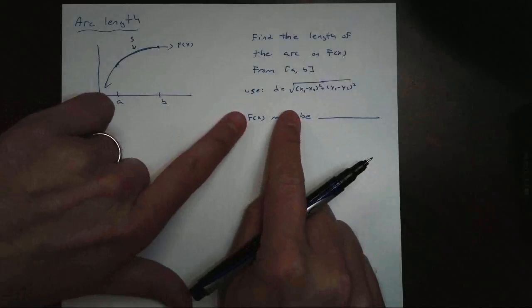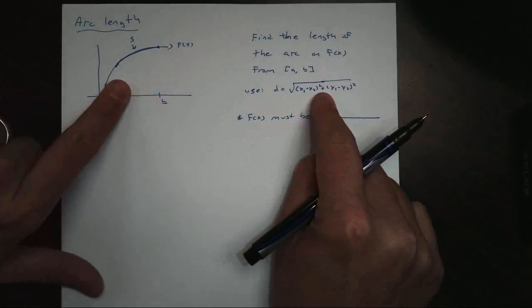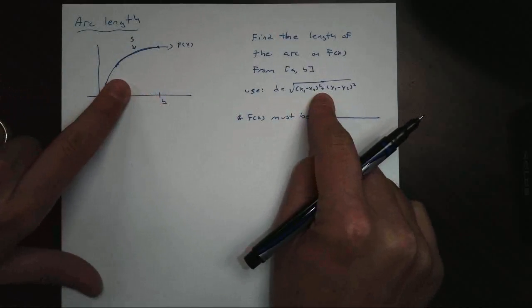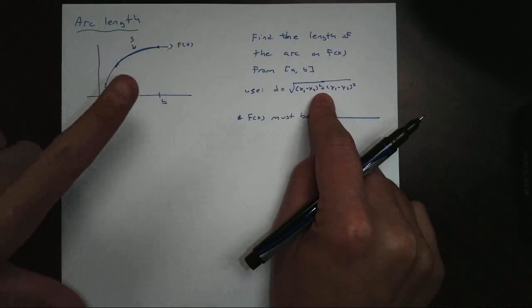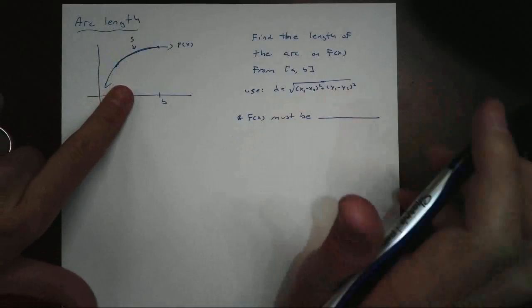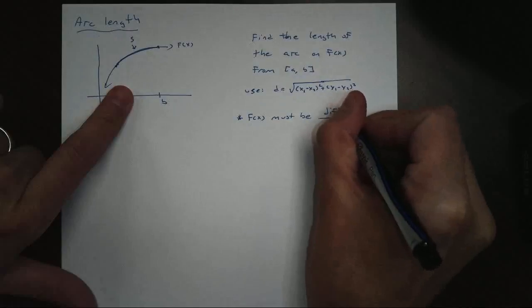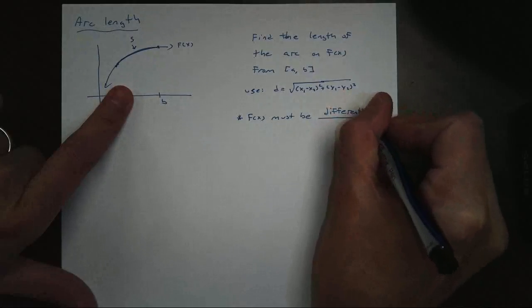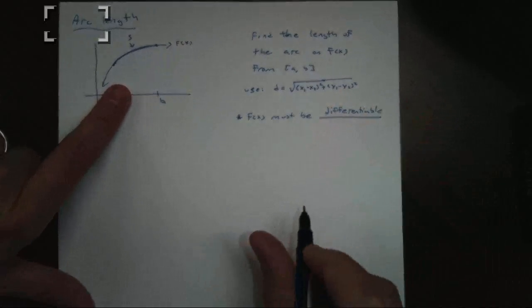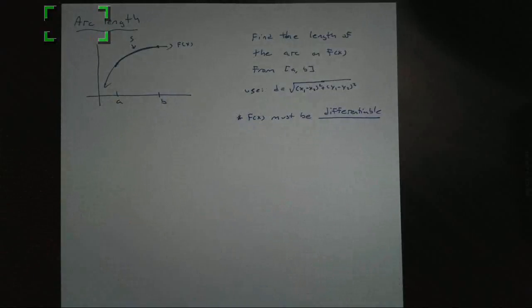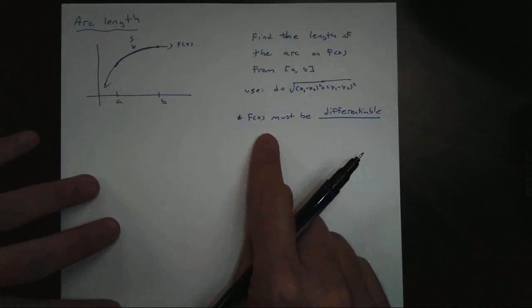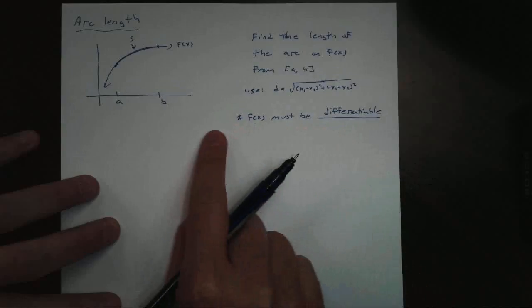Now, in order to use this for an arc, because remember, this is only for straight lines, we have to set up a rule. The function must be differentiable. In other words, it must be smooth. Smooth as a baby's bottom, or smooth as a good pickup line. So the function has to be differentiable.